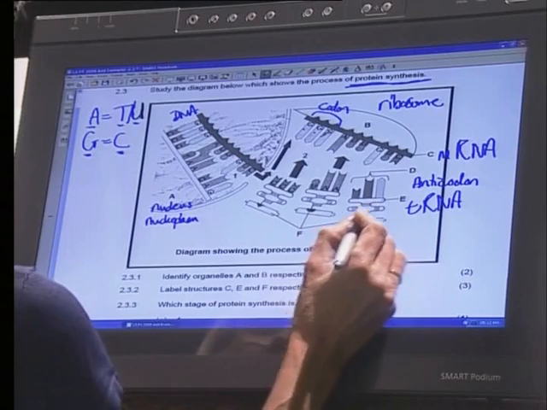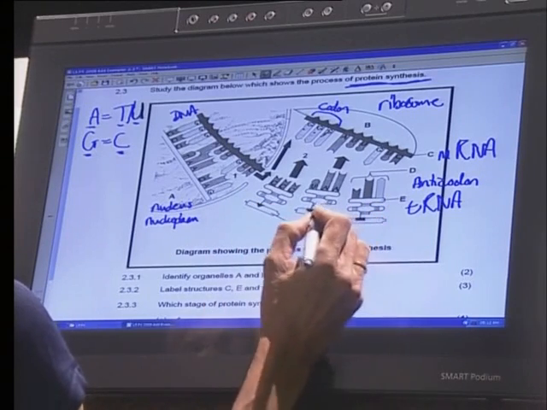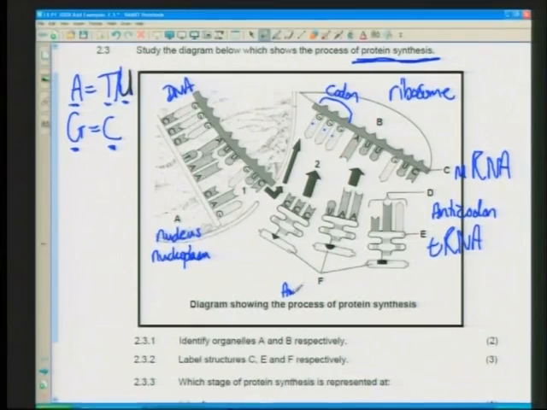And then if we look at this here, F is going to be the amino acids that are formed. Now if I take a whole bunch of little amino acids and join them together, they end up making a protein. All right. Happy? Yes.